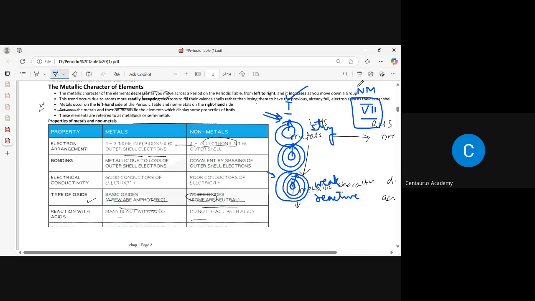And the non-metallic characteristic is that they tend to gain electrons. Okay, they need to gain an electron so that they are able to achieve that stable outer shell. They need to get a full set of 8 electrons to stabilize their outermost shell. As a result of which, what is going to happen?